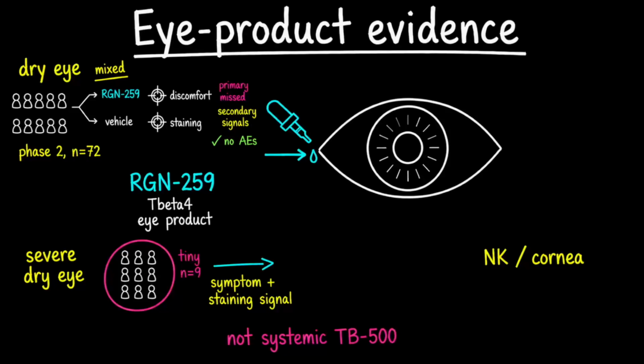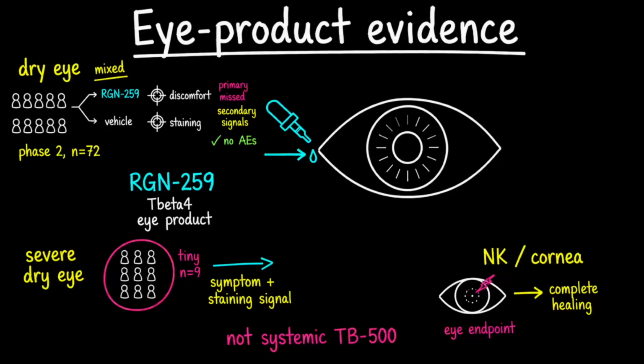The severe dry eye signal was encouraging, but it was quite small. There were only 9 patients, and the study also reported symptom and staining improvements with thymosin beta-4 eye drops. And neurotrophic keratopathy is more of a wound-like example because the endpoint is corneal epithelial defect healing. And in this endpoint, they found complete healing with thymosin beta-4.